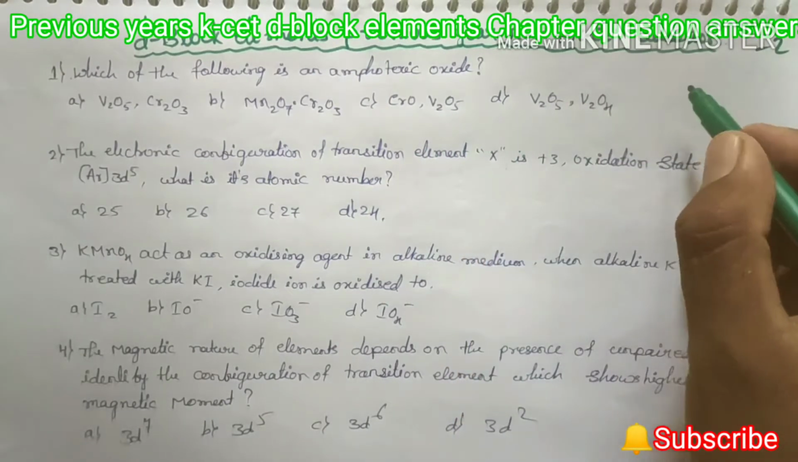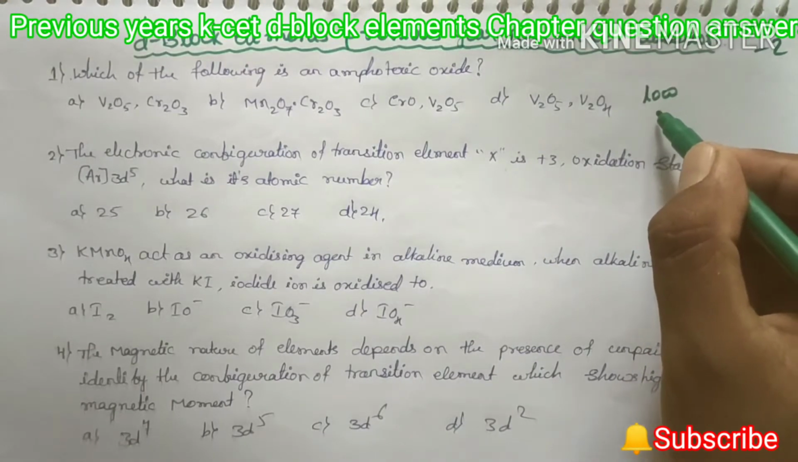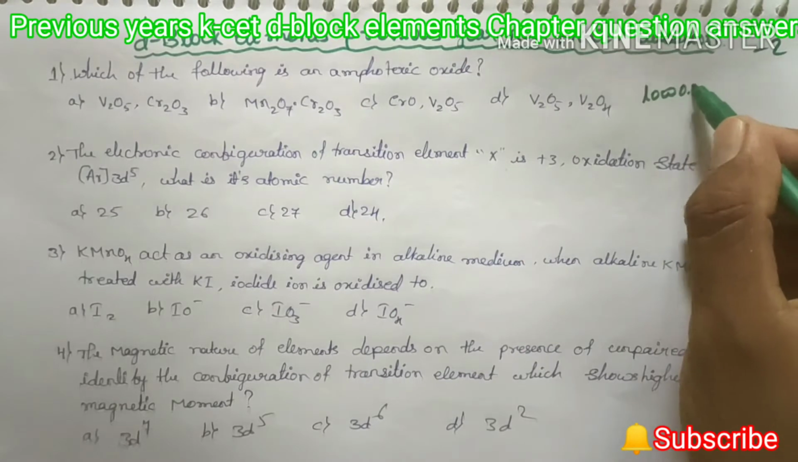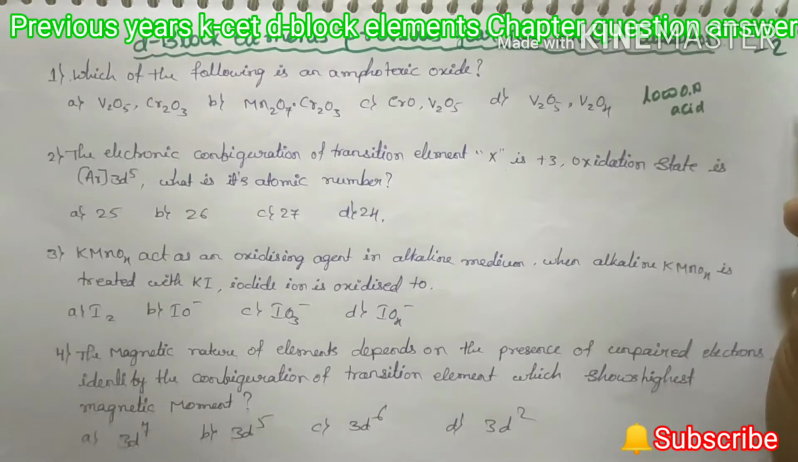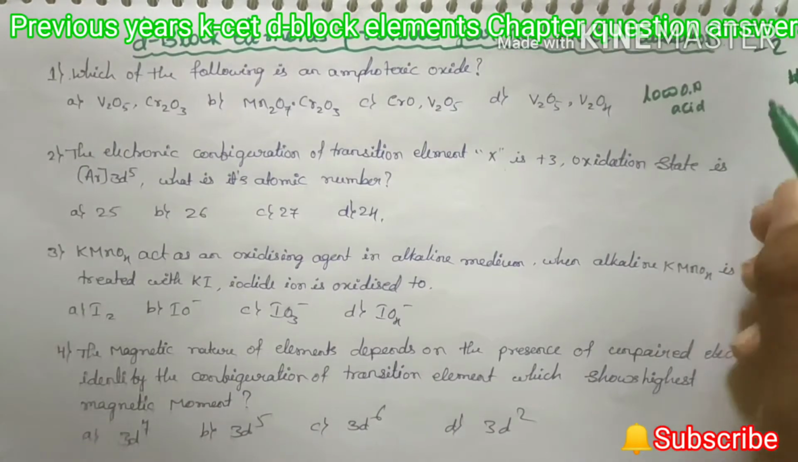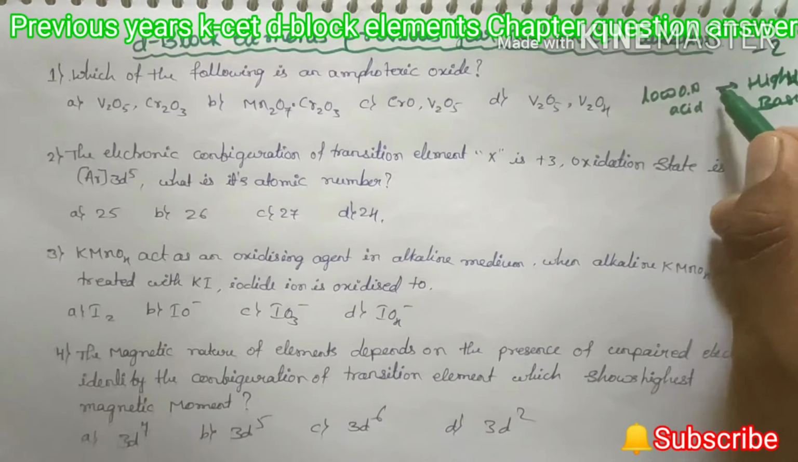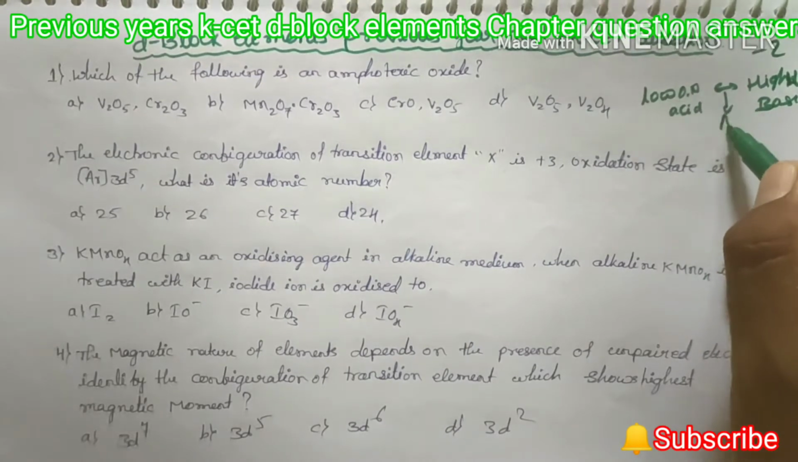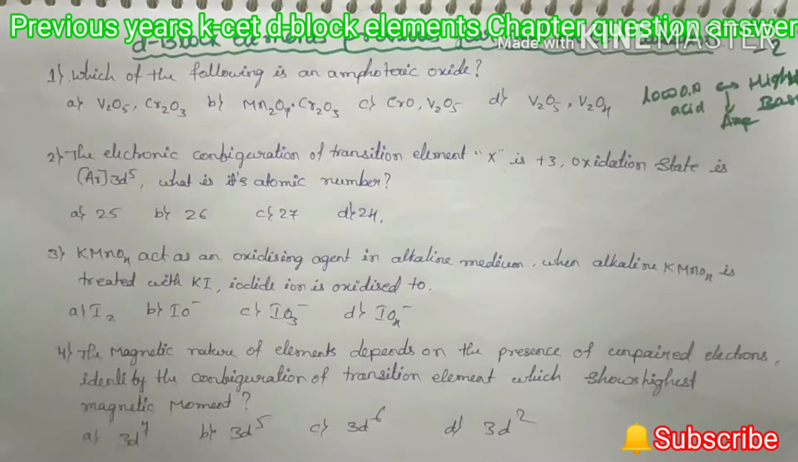I discussed that elements with a low oxidation number act as an acid. Elements with a higher oxidation number act as a base. In between, they are called amphoteric. This is what I discussed. The same question is asked, and I gave it in my video class also.